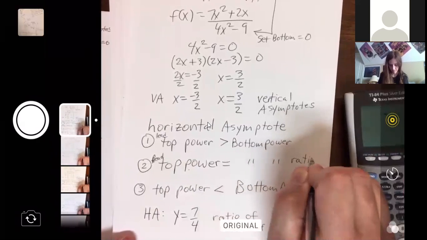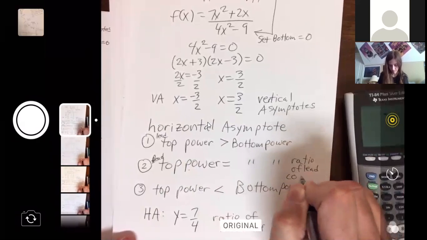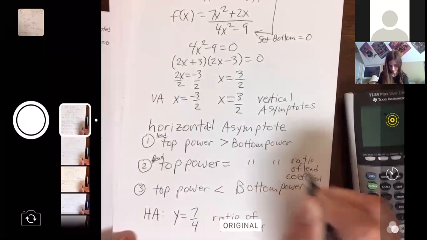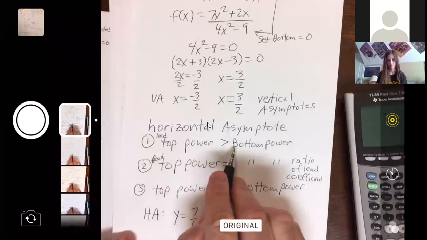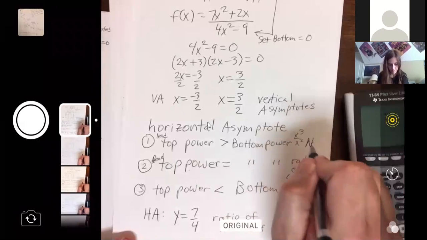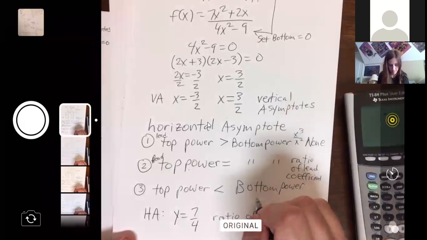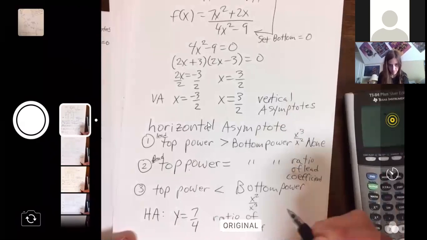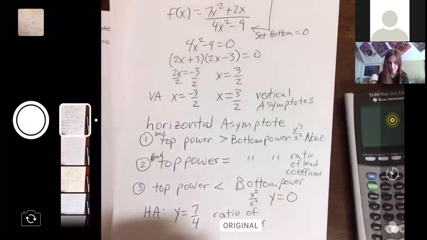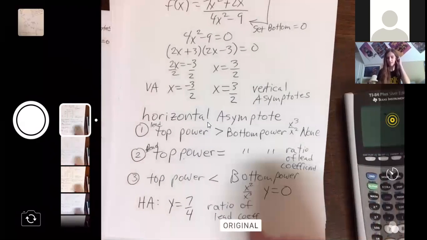Do you want any reminder of what happens in the other cases? Top power greater than bottom, like x cubed over x squared, that's really easy: none. And if your top power is less than your bottom, like x squared over x cubed, that's easy too. That's always 0, which means the x-axis.